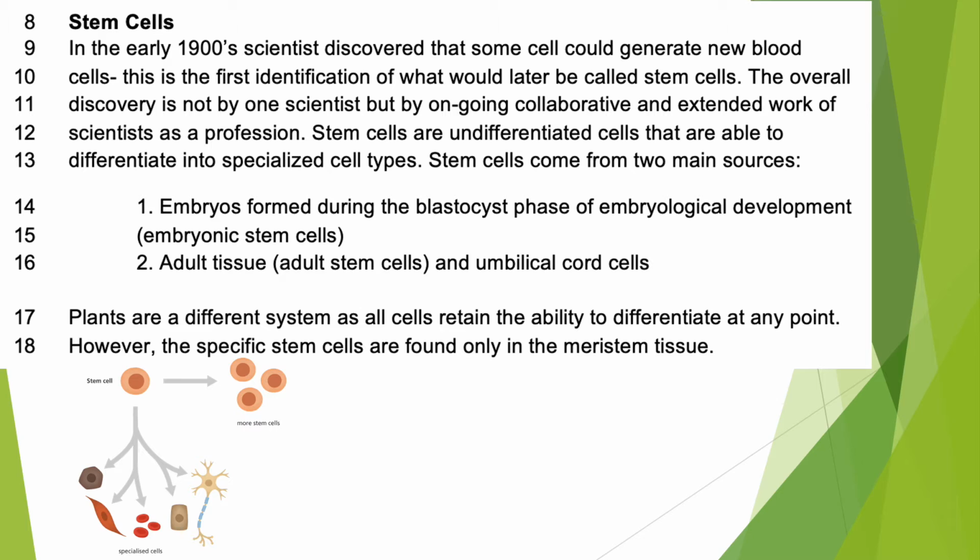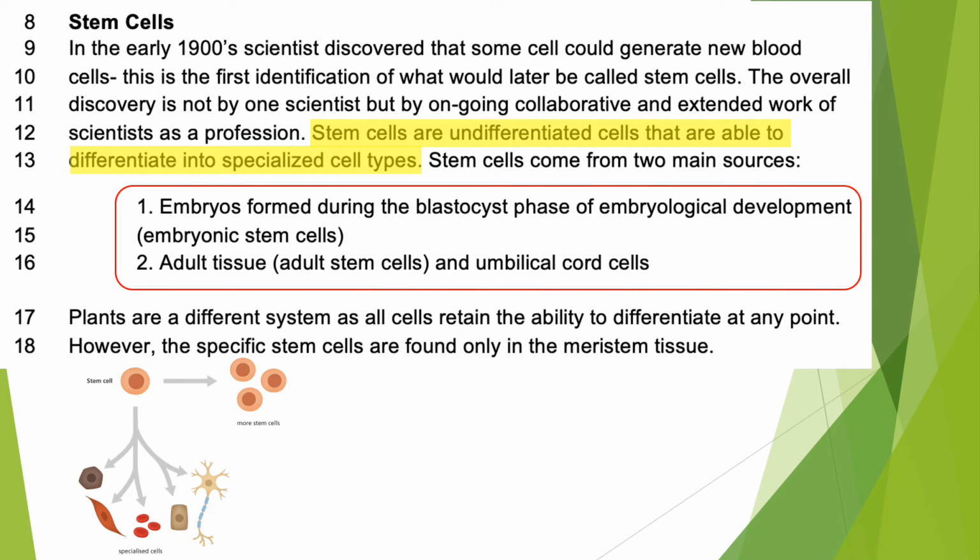So here's the definition. Stem cells are undifferentiated cells that are able to differentiate into specialized cell types. And there are two types of stem cells. It's not just one type of stem cell for everything. And those two are right here. So you have two types which are called embryonic stem cells and adult stem cells.